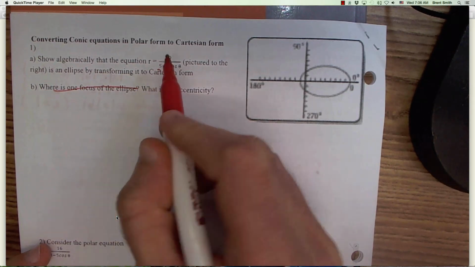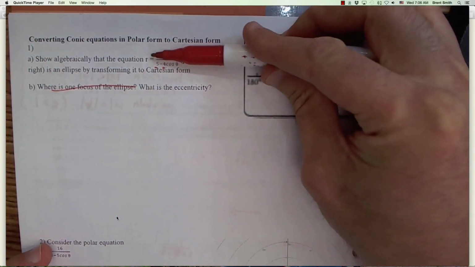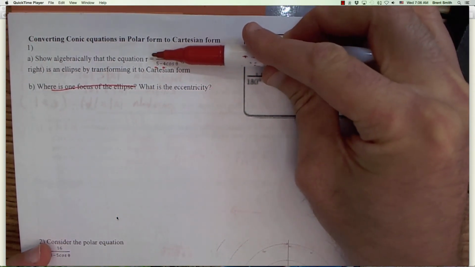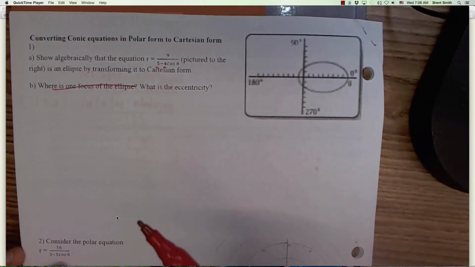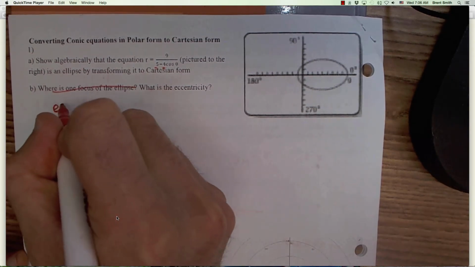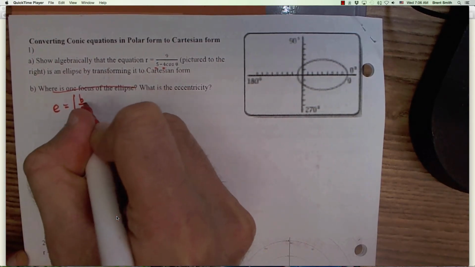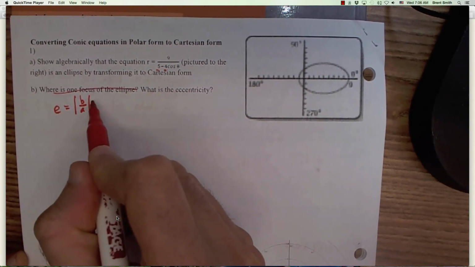So if we were to graph not the reciprocal, but just this, we would have that bulge with no loop because A was able to withstand B. But this is the reciprocal. So let's find our eccentricity. And remember, that's B over A, absolute value.